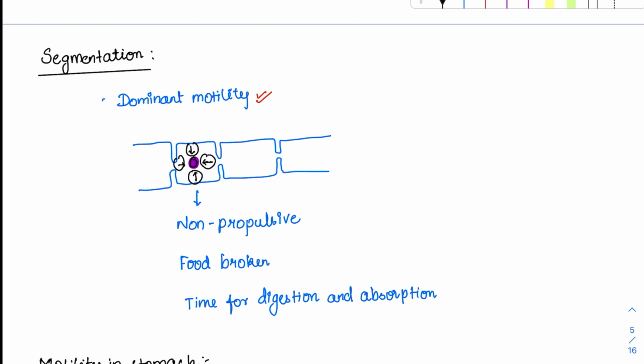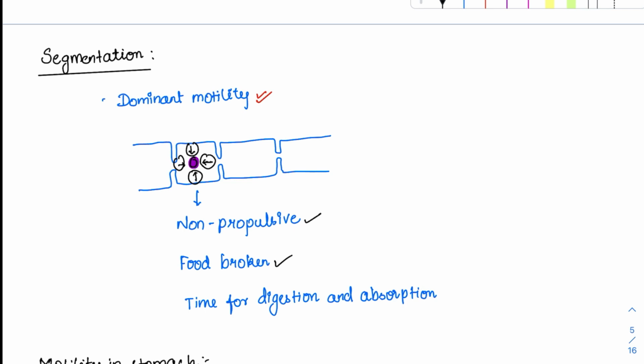That is segmentation. It will take the food in a particular segment and start to churn it and melt it, like breaking the food like anything. Here it is a non-propulsive movement. The food is not moved forward. So why does this movement have to be a dominant motility? Because we need the food to be churned and all the nutrients absorbed from the food.